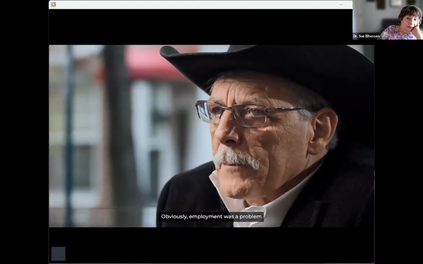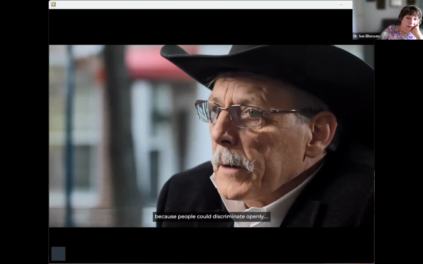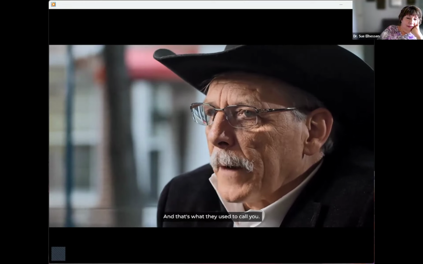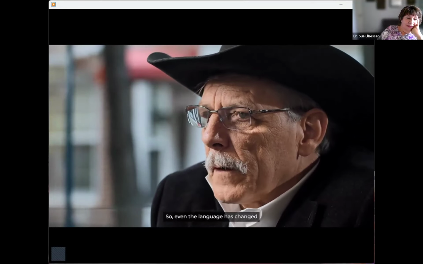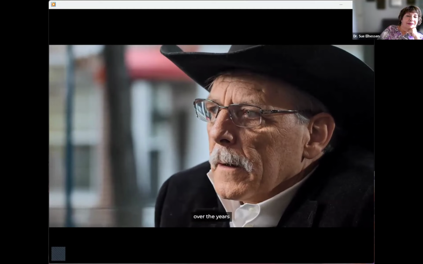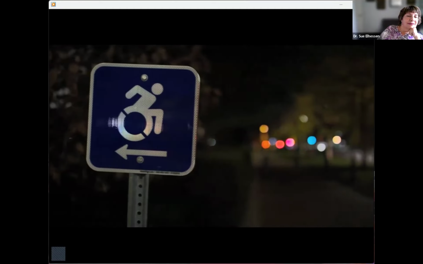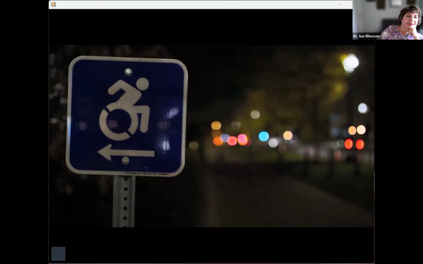Obviously employment was a problem because people could discriminate openly. Just tell you that they didn't hire handicapped people. That's what they used to call you, as handicapped. So even the language has changed over the years, and a lot of that's due to the bill. A sign outside of the Capitol building indicates accessible parking.